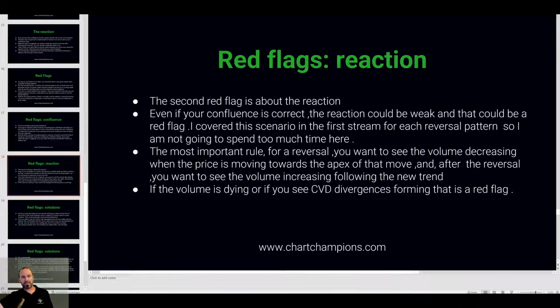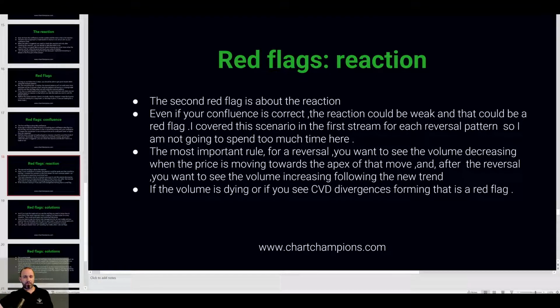Moving forward, the second red flag is about the reaction. Even if your confluence is correct, the reaction could be weak, and that could be a red flag. I covered this scenario in the first stream for each reversal, so I'm not going to spend too much time again here. In the first stream, I talked about the red flags for each scenario. For a long, for a short, you know exactly what you want to see to give you confidence. And if you see something that you actually don't like, that could be a red flag.